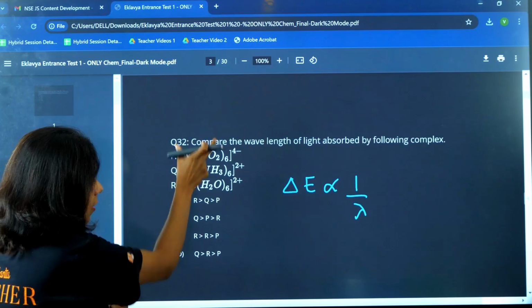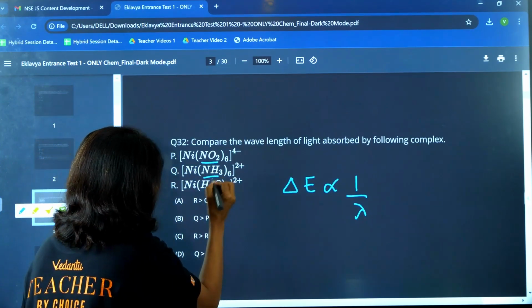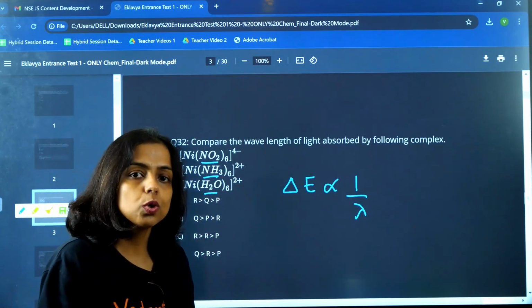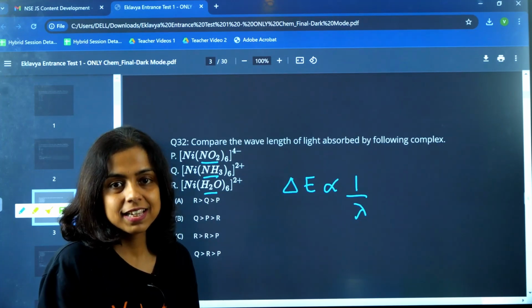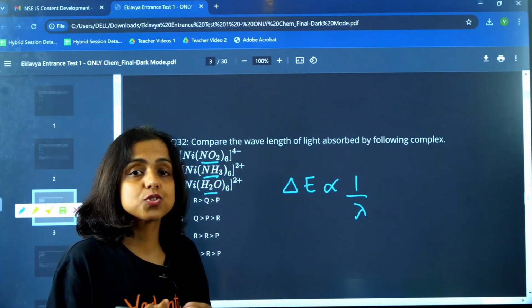So we can see we have various complexes in which we have different ligands. So we just need to look at the spectrochemical series and arrange these ligands according to their strength.